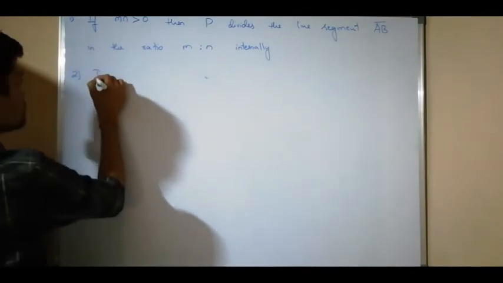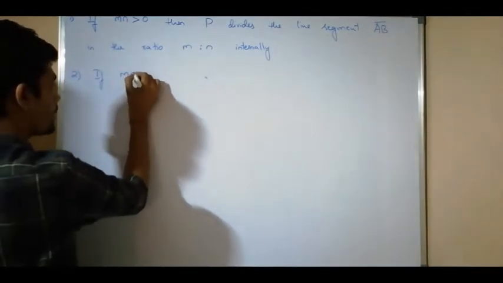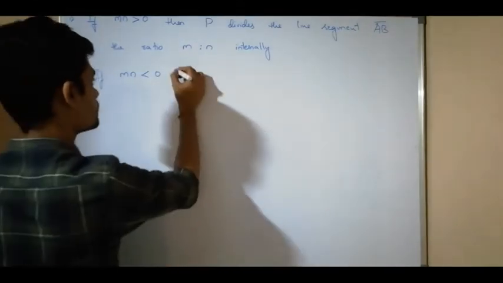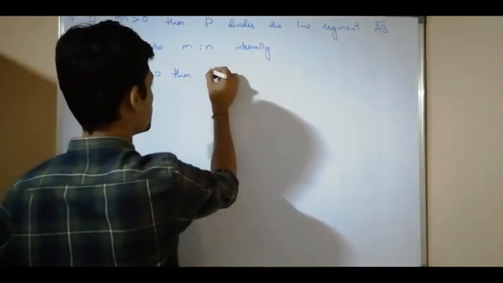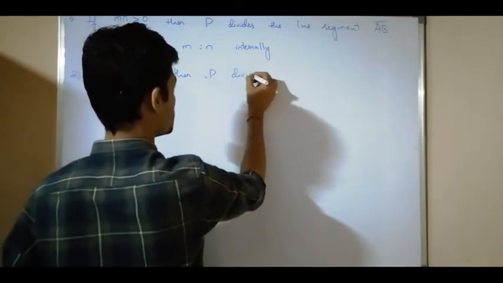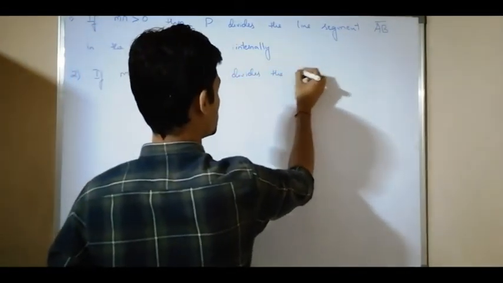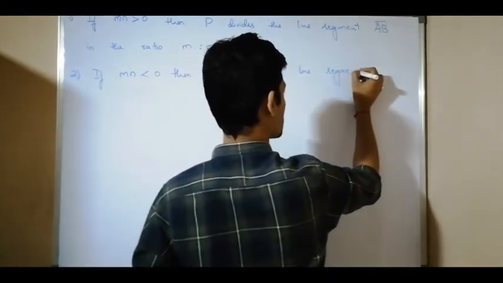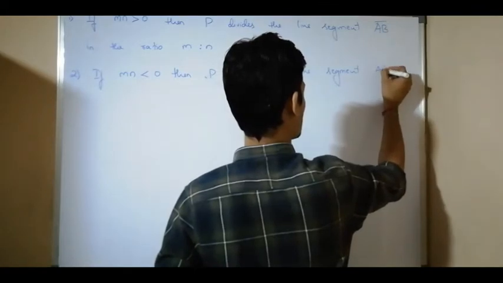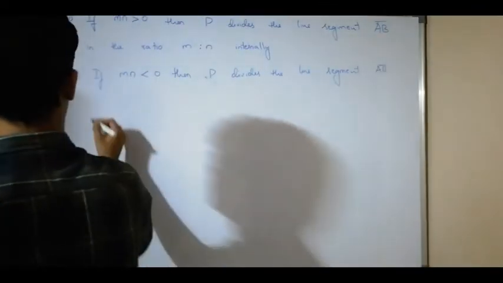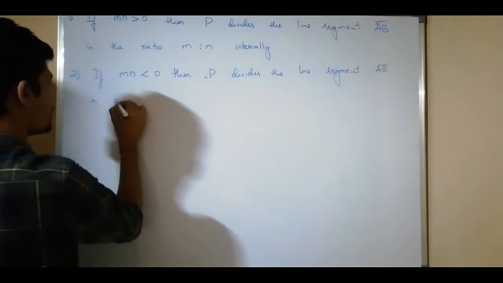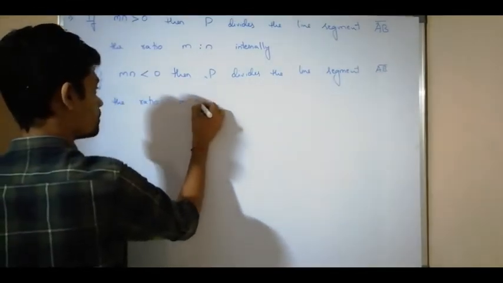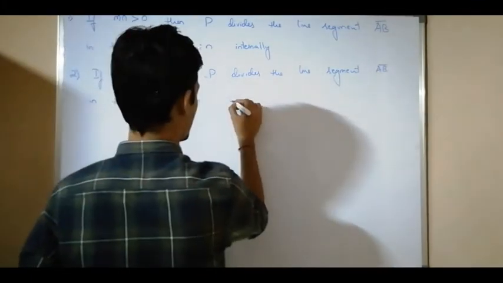If the product of m and n is negative, less than 0, then P divides the line segment AB in the ratio m is to n externally.